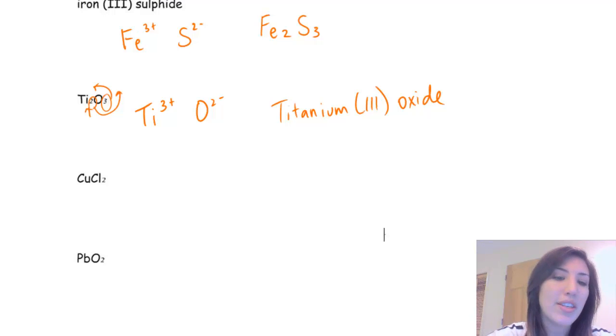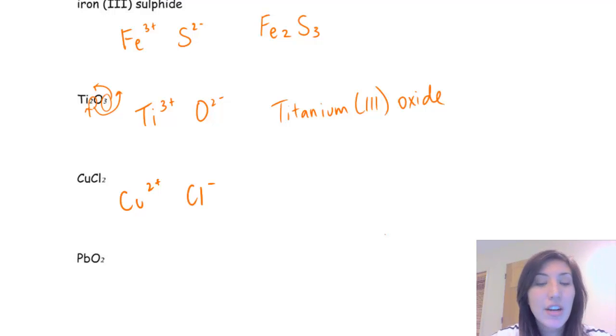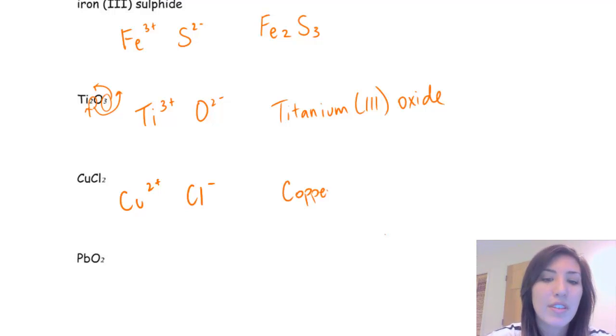CuCl2, well, this would be copper 2 plus and chlorine 1 minus. We can figure out what the ion charge is by looking at the periodic table. So writing this out would be copper(II) chloride.